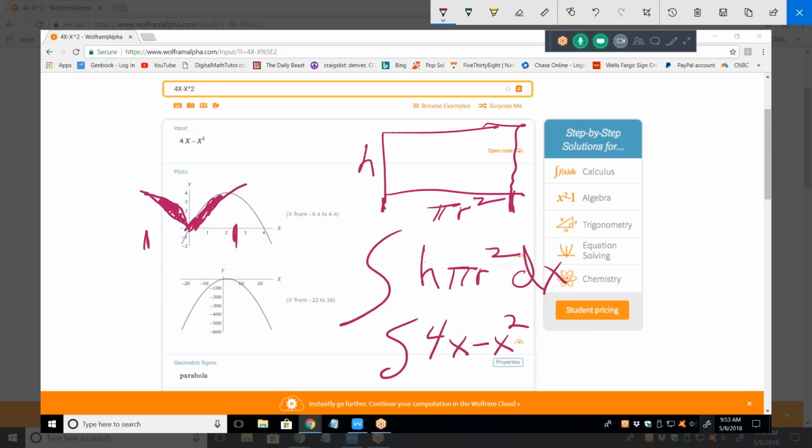Trying to think here. The height is definitely the area of that rectangle, which is 4x minus x squared, times the base, which is pi r squared. But what is r squared? r squared is the measurement between there and there.